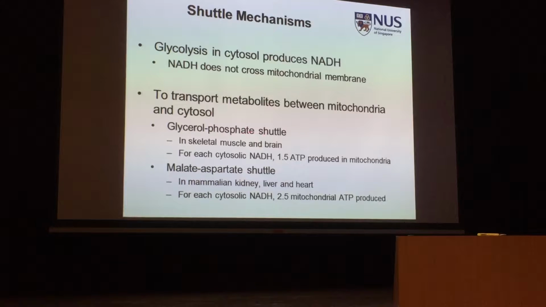We have two. The first one is called the glycerol phosphate shuttle, which is in the skeletal muscle and brain. It's found that for each cytosolic NADH, so this is from glycolysis, 1.5 ATP is produced in the mitochondria. And if the malate aspartate shuttle is being used, which is found in the kidney, liver, and heart, for each cytosolic NADH that is being transported, 2.5 mitochondrial ATP is produced.